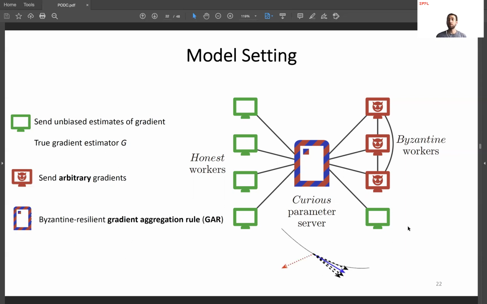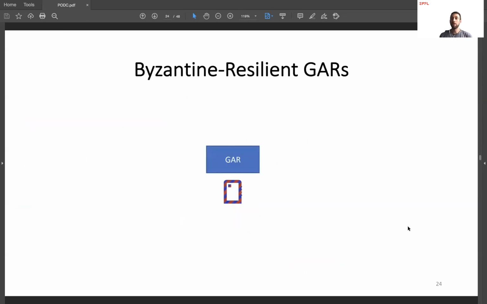And since we have Byzantine workers, the parameter server can no longer simply average incoming gradients. It has to use a certain Byzantine resilient gradient aggregation rule, that we also call GAR, to aggregate the submitted gradients. And we recall also that the gradients are of dimension D. Now, what does it exactly mean to have a Byzantine resilient gradient aggregation rule? A GAR is an algorithm that is executed on the parameter server. For now, let's think of it as a black box.